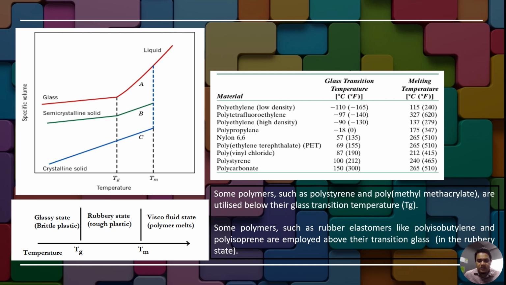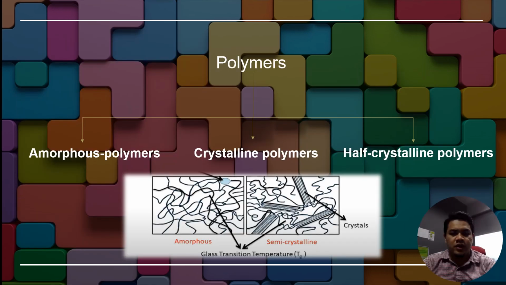Okay, some polymers such as a rubber elastomer like polyisobutylene and polyisoprene are employed above their glass transition in the rubbery stage. Okay, this is the three stages of the polymer that I said before. First is amorphous polymer, second is crystalline polymer, and third is a half crystalline polymer or semi-crystalline polymer. So from the picture, this is the example of the glass transition temperature for the amorphous and semi-crystalline.